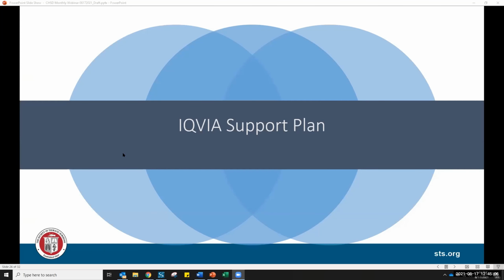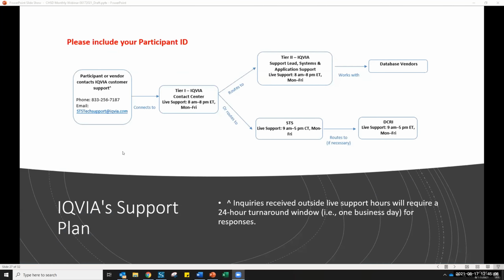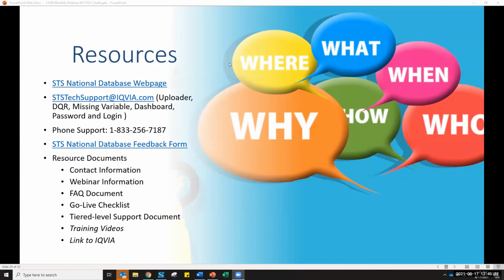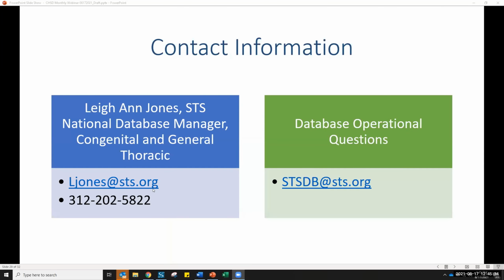Yep. All right, let's go ahead and tackle the rest of these slides you all are very familiar with. Again, the IQVIA support plan: please be sure to include your participant ID, the phone number for tech support, as well as the tech support email address. Here is a list of resources available to you on the STS website. If you are not sure exactly whom you need to contact, you can always feel free to reach out to me directly. My email is ljones@sts.org, and my direct phone is listed here.